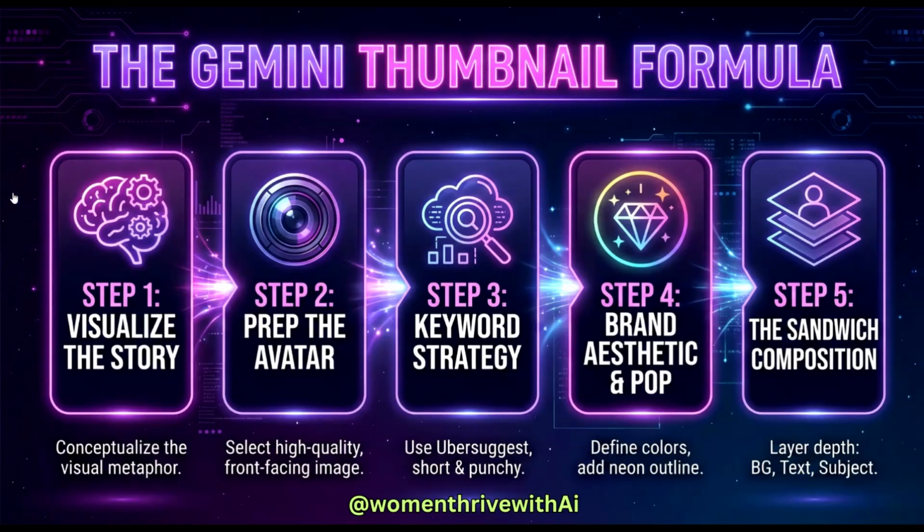First, step one, we're going to visualize the story. So when I'm thinking of a thumbnail, I'm thinking what words am I using or what concepts am I using that I can visualize. For example, if I'm talking about doing something fast, I might show a race car or a rocket or something like that that is also very fast.